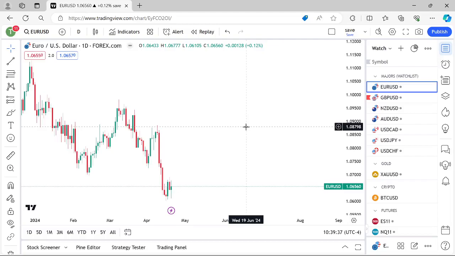So today we're going to be talking about what the ICT Judas Swing is. In simplest terms, the Judas Swing is a manipulation move. What the Judas Swing will do, and it occurs on different time frames, it's not just subject to one time frame. The Judas Swing occurs on the monthly chart, the weekly chart, the daily chart.